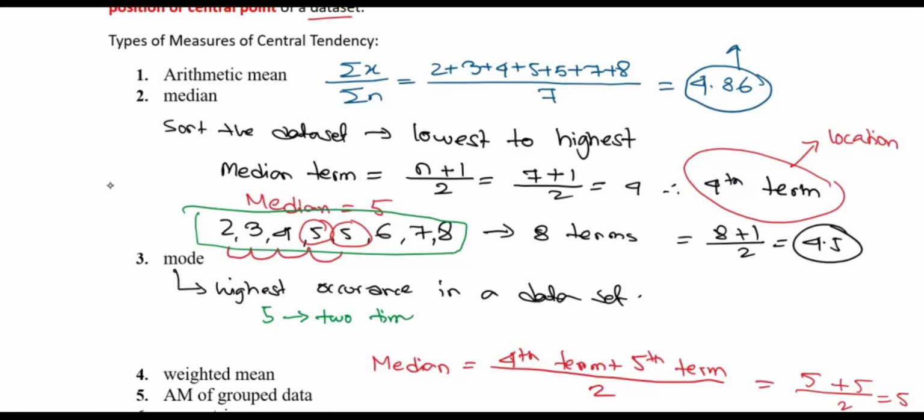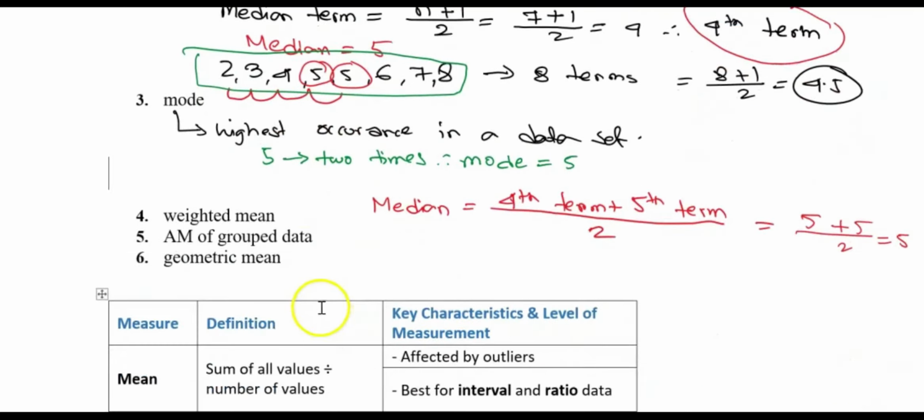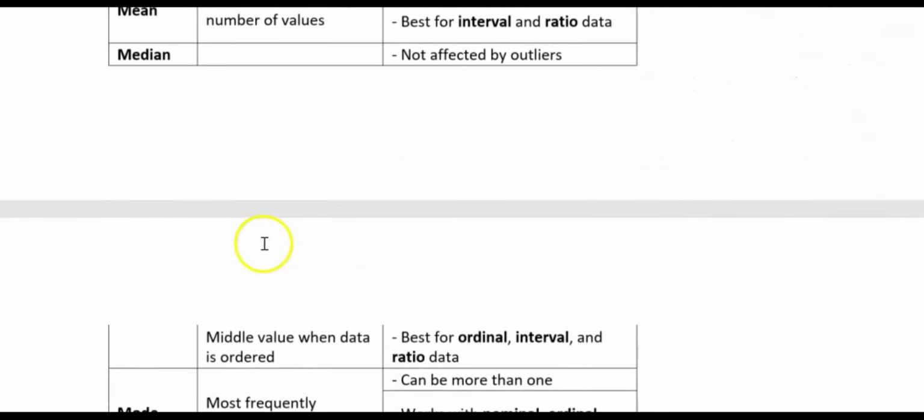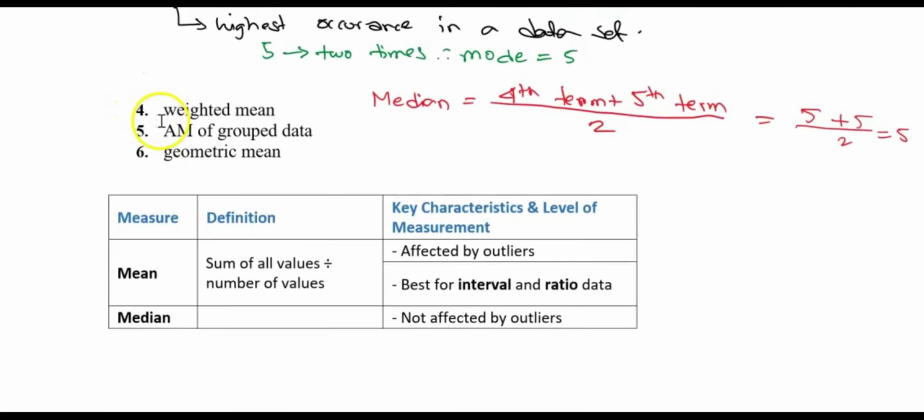2 times. So mode equals 5 for this particular data set. এটার highest occurrence ছিল. এখন let's talk a little bit about mean, median, mode and what those mean.